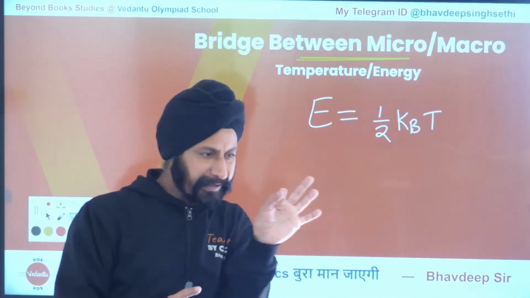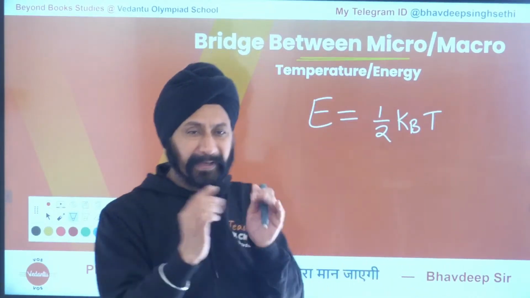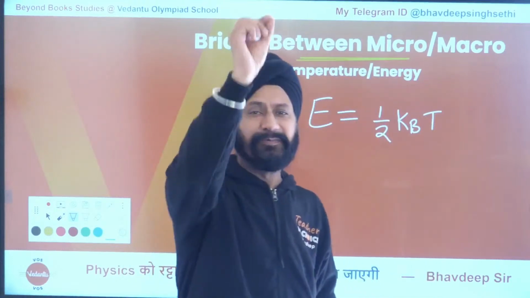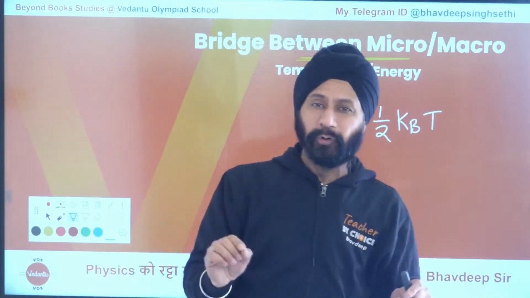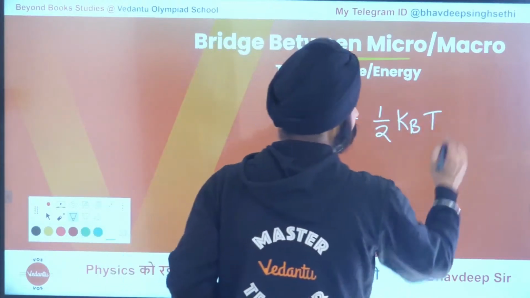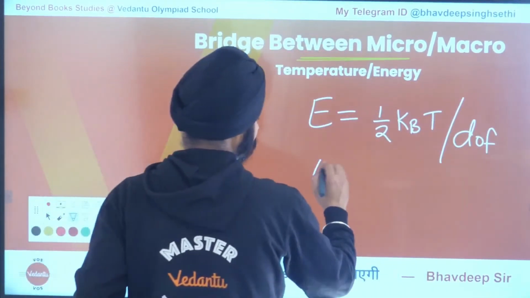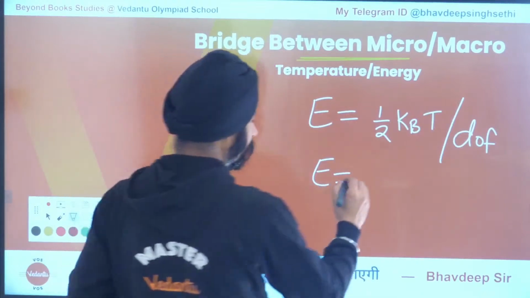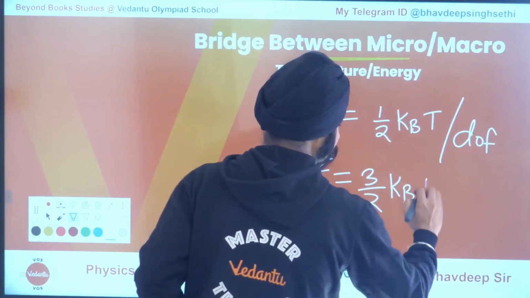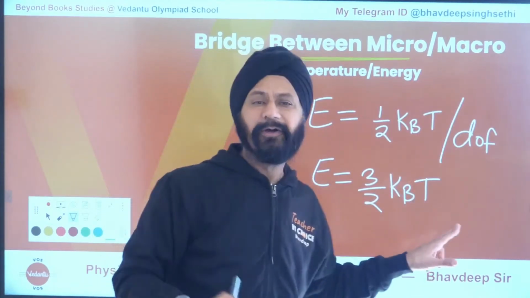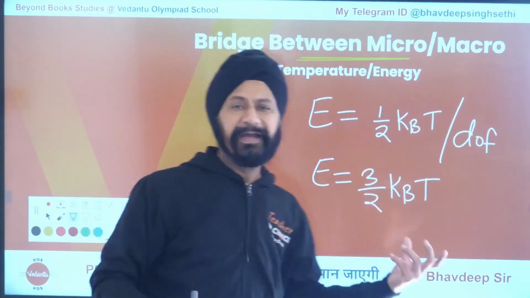Degree of freedom is how many different states you need to describe that molecule. If it is monoatomic, it can travel along the x-axis, y-axis, or z-axis. There are three degrees of freedom. So for a monoatomic gas, the energy per molecule is 3 by 2 Boltzmann constant times the temperature. Now think about it. This is a macroscopic property and this is a microscopic property. Isn't it bridging the gap between those two?